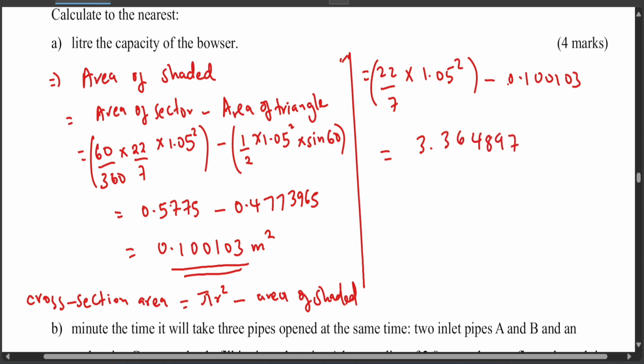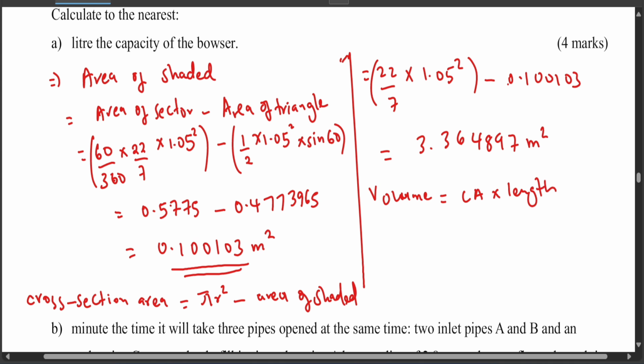3.364897. If you want, you can round it off to 4 significant figures. So this is meter squared. Okay, meter squared. Now for you to get the volume, because you need to find the volume first, the volume is given by cross-sectional area times length.